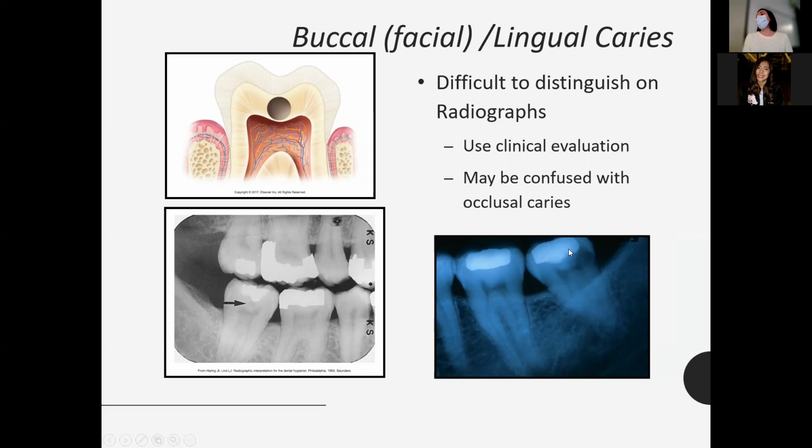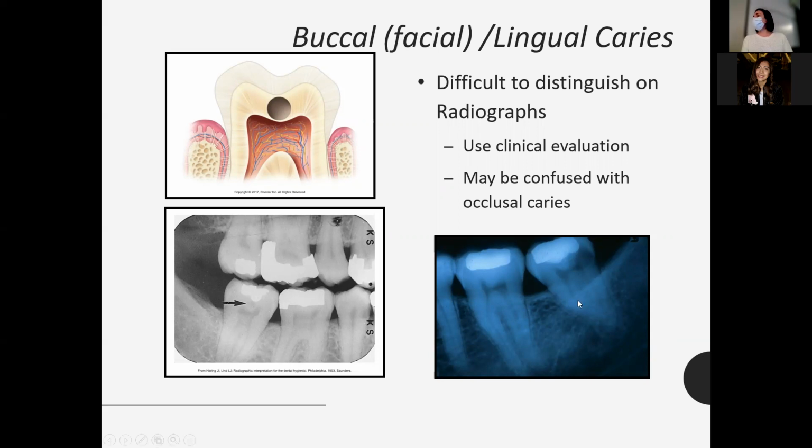And then over here on this x-ray, it's off to the side a little bit. You could get confused looking at them in radiographs because they can look similar to an occlusal. But then again, this is why you have your clinical exam. Occlusal decay, buccal, lingual decay, root decay, all of that you can verify with your eyes. So you're not just going to be using radiographs.